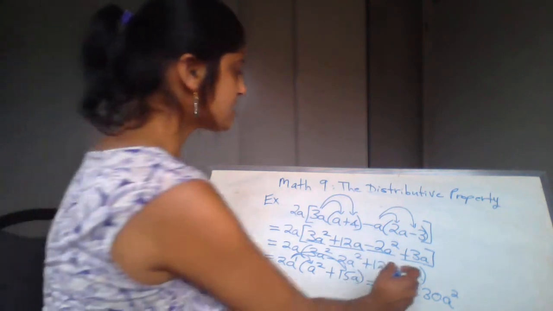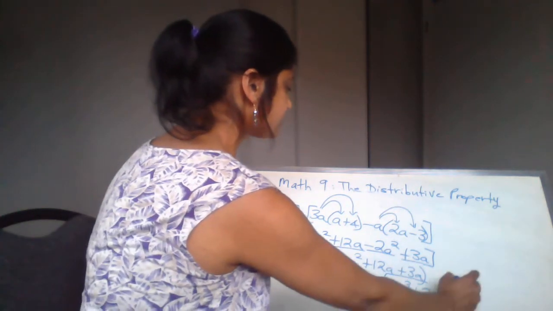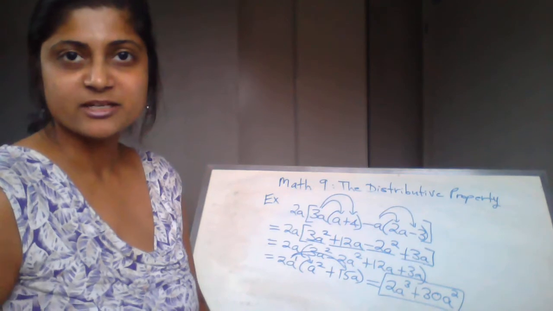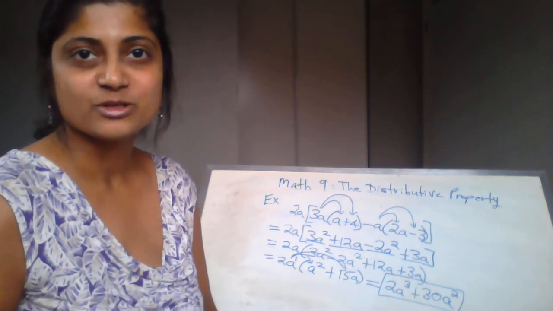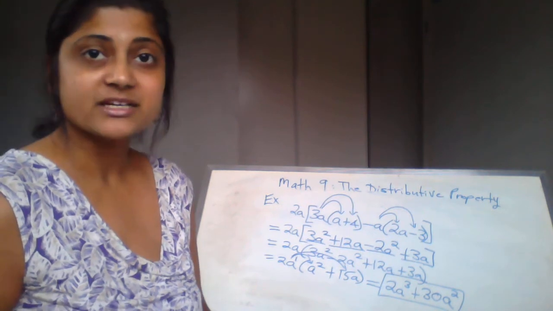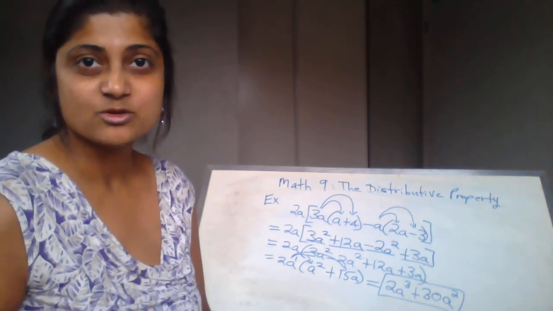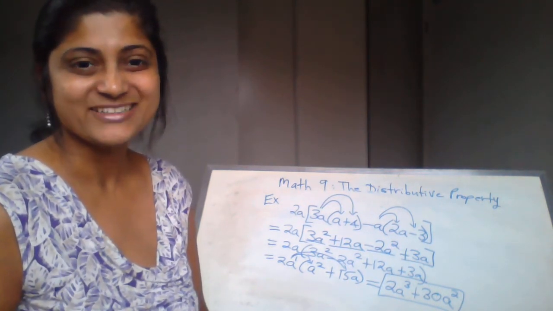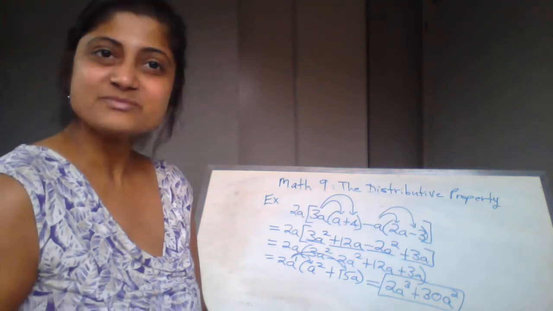Okay, and this looks like our final answer. Again, we are just checking our final answer to make sure there are no like terms. Okay, the 2 is with a cubed, whereas the 30 is with the a squared, okay? And those are not like terms, all right? Okay, so that looks good.